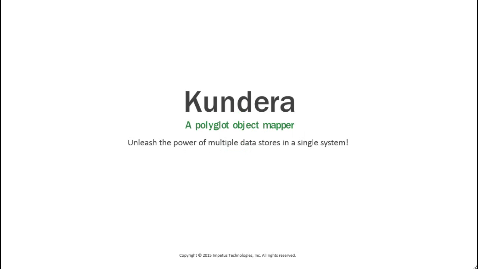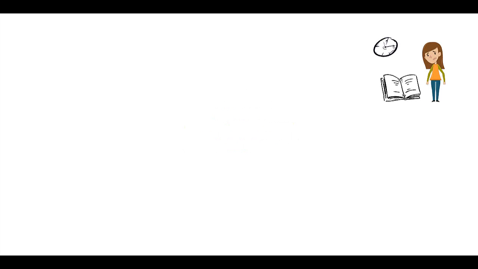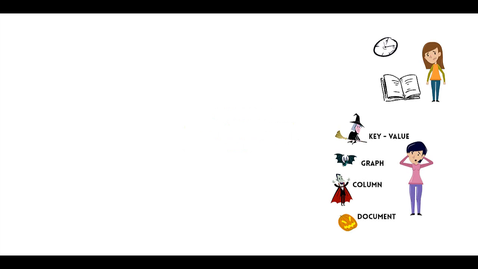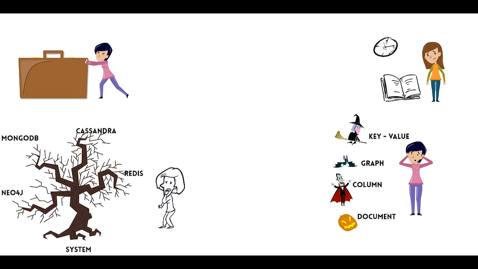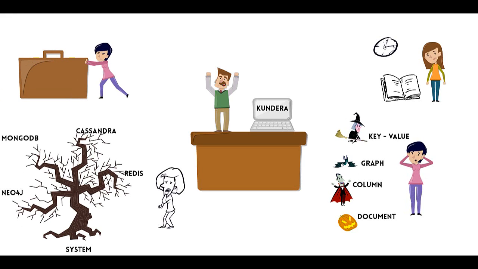Welcome to the video preview of Kundera, a polyglot object mapper. One of the major challenges in the NoSQL world is the learning curve involved to start using a NoSQL data store. Another challenge is faced in making a choice from multiple types of data stores available in the ecosystem. Also, there are some complex applications which might require using a multitude of data stores, with no single solution available. And this is where Kundera comes into the picture.